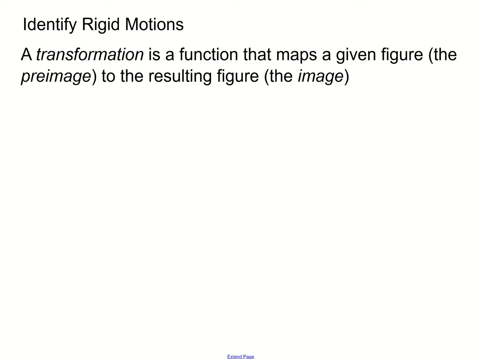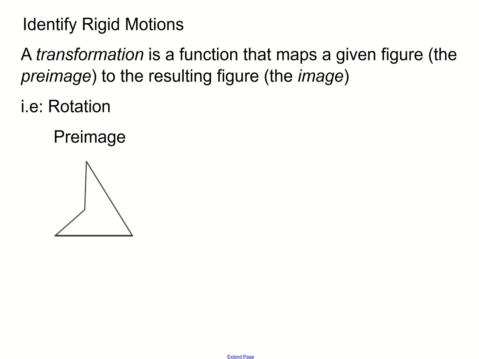And so we're going to start with transformations because that's the topic of the unit. So a transformation is a function that maps a given figure, which we call the pre-image, to the resulting figure, which we call the image. And so a transformation just takes the original figure, the pre-image, and then makes a new resulting image from it.